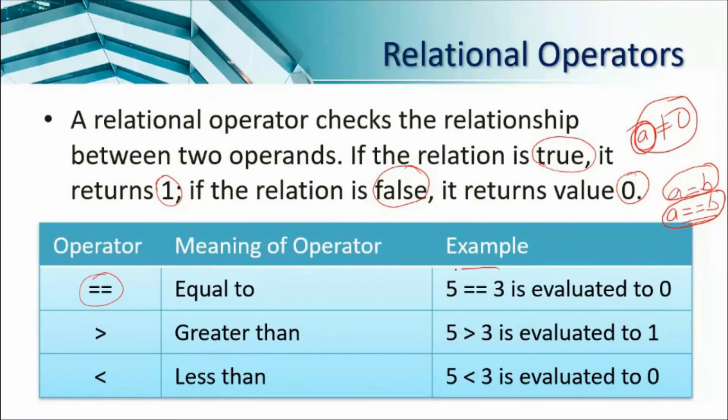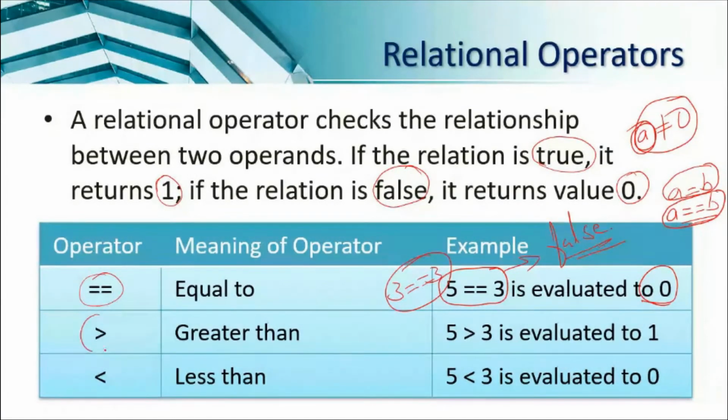Like here, 5 double equal to 3 means we are checking whether 5 and 3 are equal or not. We know that 5 and 3 are not equal, so this evaluates to false, and a value 0 is written. So 5 double equal to 3 is evaluated to 0. Instead, 3 double equal to 3 is true, so it will be evaluated to 1.